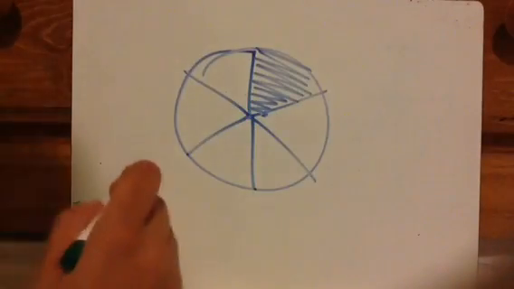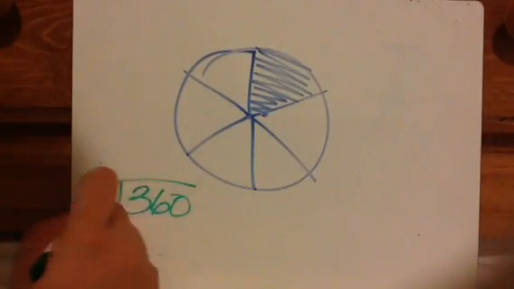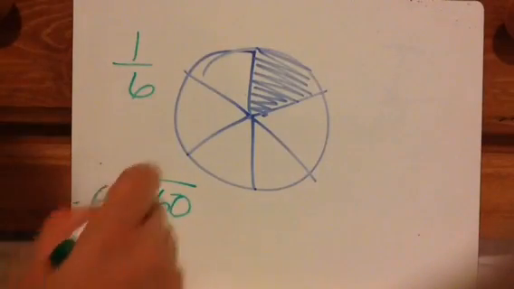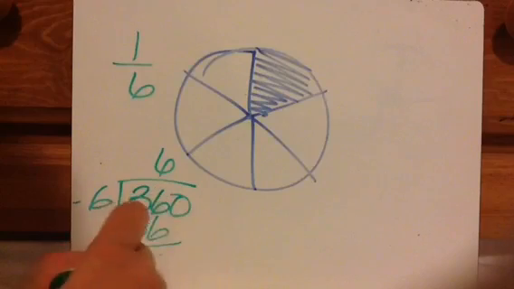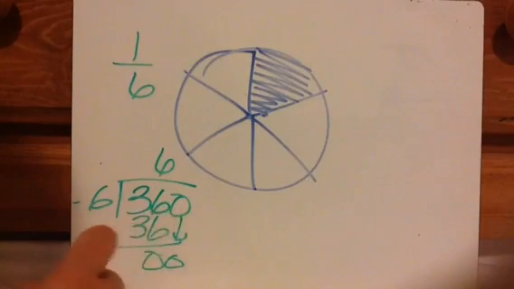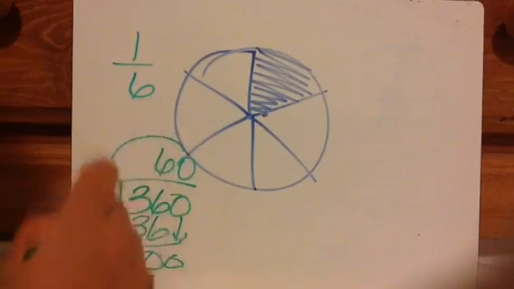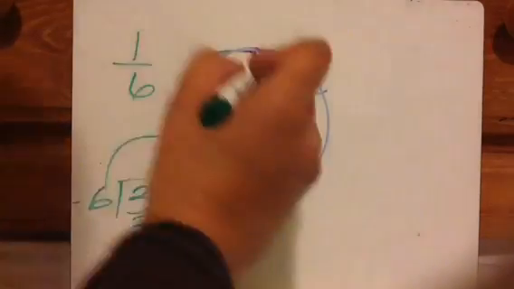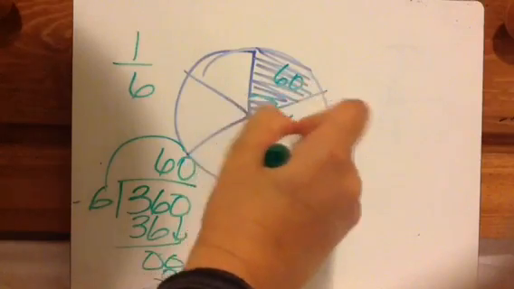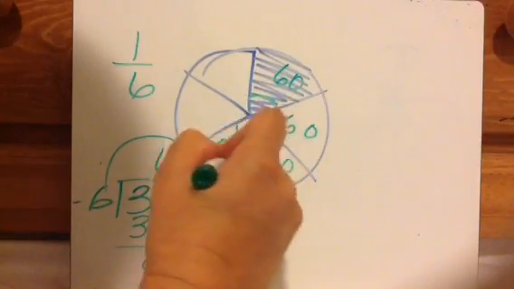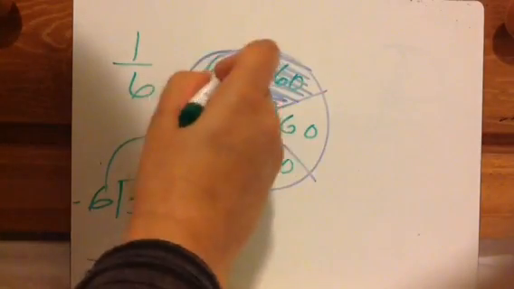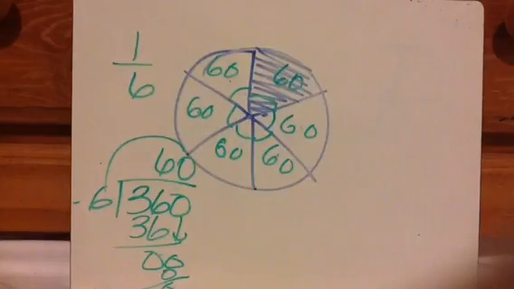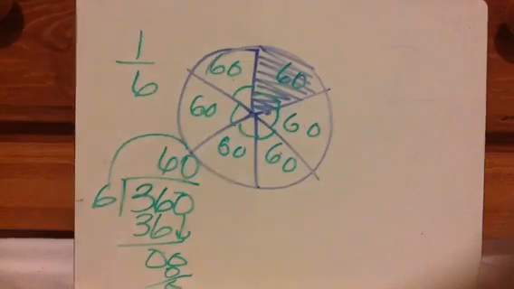Okay, since a full circle is 360 degrees and I'm cutting it into 6ths, I want to know what 1/6 of a circle is. 6 goes into 36 6 times. 6 times 6 is 36. Bring the 0 down. 6 goes into 0 0 times. 0 times 6 is 0. So 60 degrees each. That means this is 60, 60, 60, 60, 60, 60. 6, 12, 18, 24, 30, 36. Add the 0 at the end. So that is very accurate.